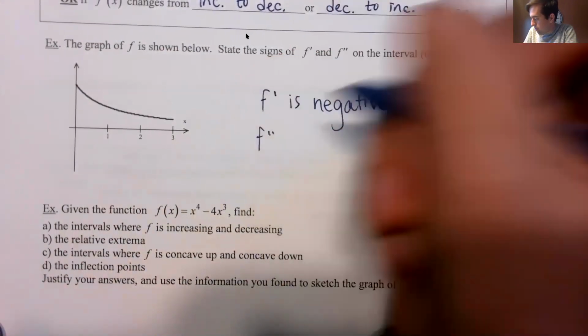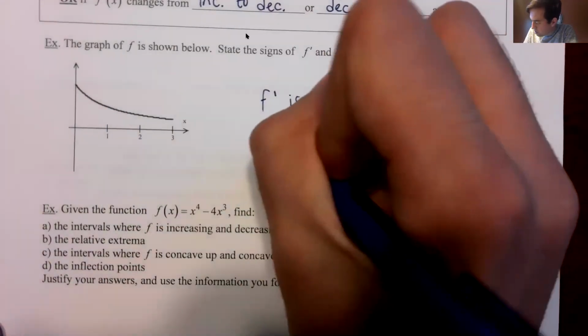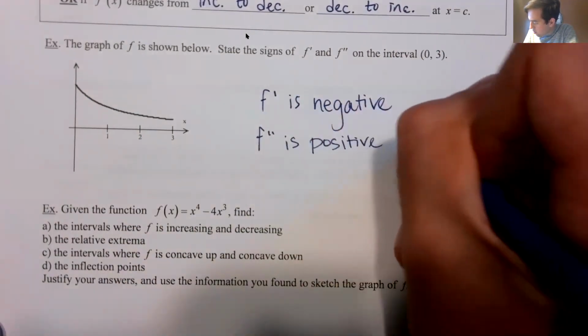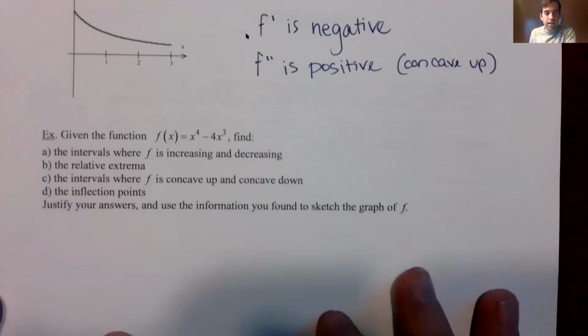The second derivative, however, we have an upward curve here. This is concave up. So the second derivative is positive. In other words, concave up. That's going to bring us to the next example.